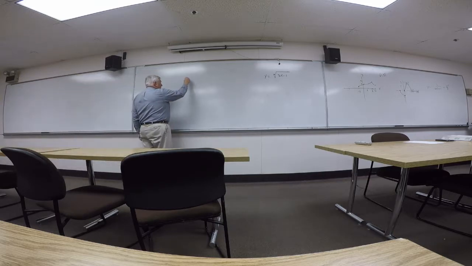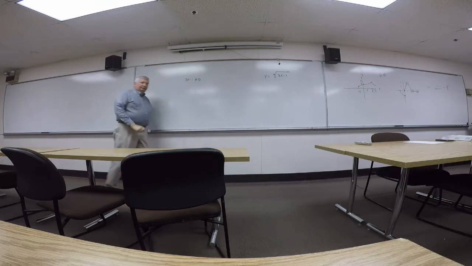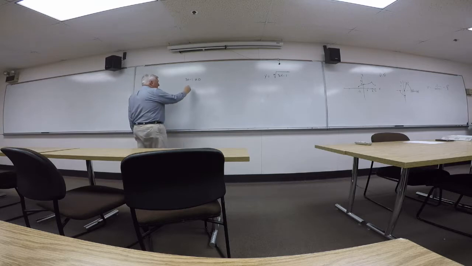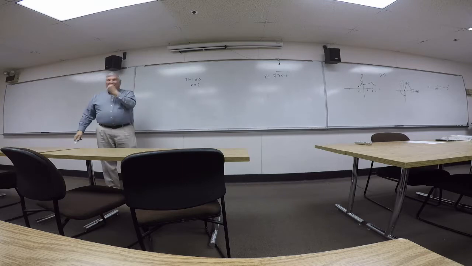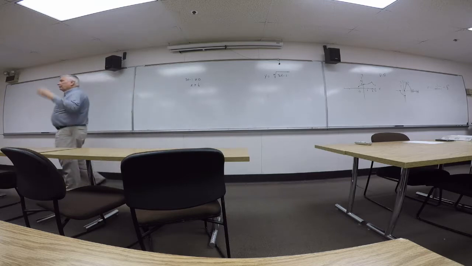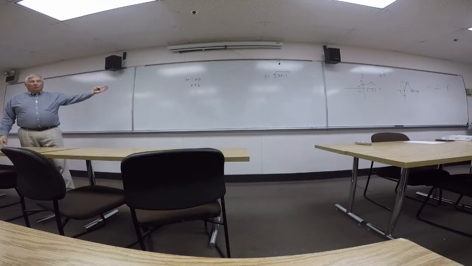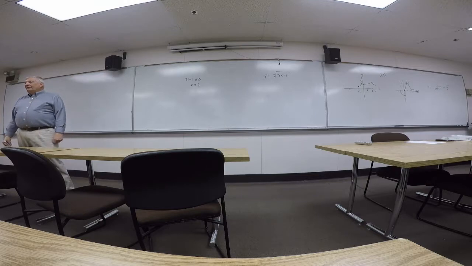Well, let's see. 3x minus 1 must be greater than or equal to 0. That's not too hard to solve. Add 1, divide by 3. x must be greater than or equal to 1/3. So from 1/3 on, this is continuous. To the left of 1/3, it's not even defined. So my domain is x greater than or equal to 1/3.